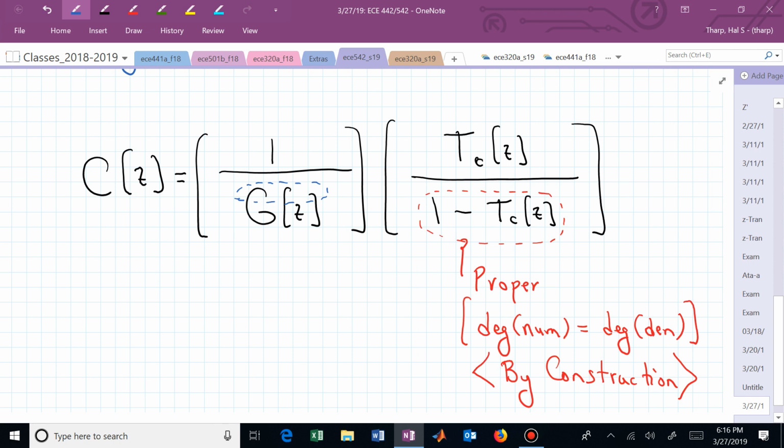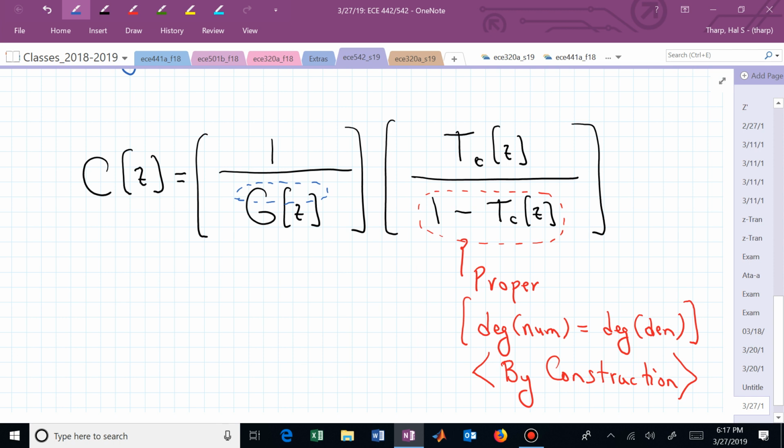So that 1 over G of Z is saying, I'm trying to cancel, and then I'm going to give you back what you want, ideally, and that's what the T sub C over 1 minus T sub C gives us as our ideal closed loop behavior. But what we want to make sure is when we finally end up with a controller, C of Z, we better not have that controller canceling unstable pole and zero factors in our original plant. So to avoid that, we're making sure that those factors do not appear in the appropriate location in C of Z.